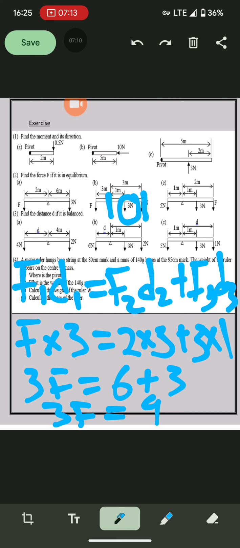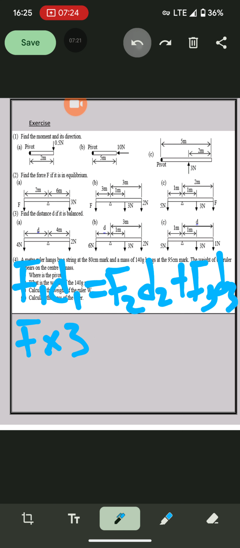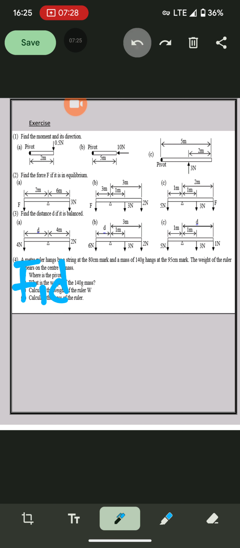Then you divide both sides by 3. Then you have 3 as your F. So it's going to be 3 Newtons. I'm not worried about the mathematics, I know you can handle it. I'm just trying to show you how to come up with the equations to solve.